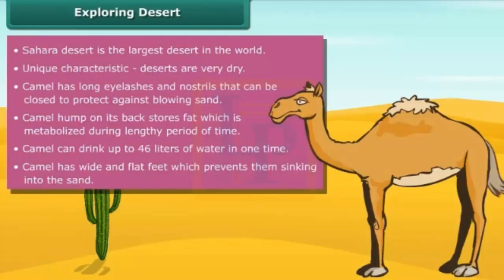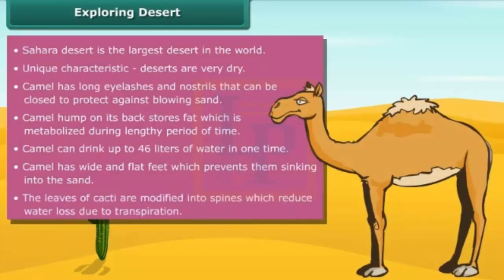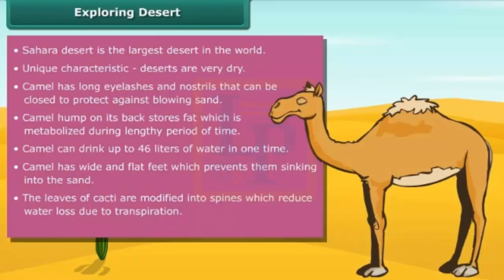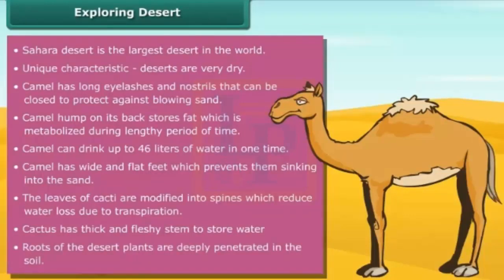Similarly, plants like cacti also show various adaptations to survive in dry and hot environments. The leaves of cacti are modified into spines which reduce water loss due to transpiration. Cactus has a thick and fleshy stem to store water. Roots of the desert plants deeply penetrate into the soil to absorb water.